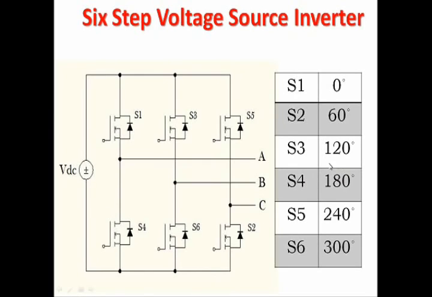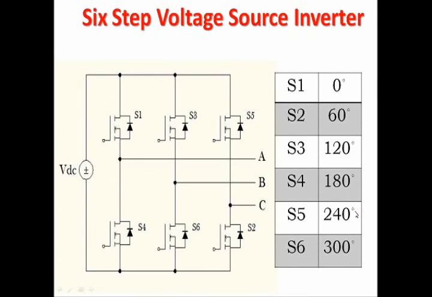So the phase difference is 180 degrees here. So S3 and S6 have a 180 degree phase difference. Likewise, another thing we have to note here is that the adjacent MOSFETs have a 120 degree phase difference. S1, S3: 0 degree, 120 degree. So the phase difference is 120. So S3 and S5: 120 degree, 240 degree.